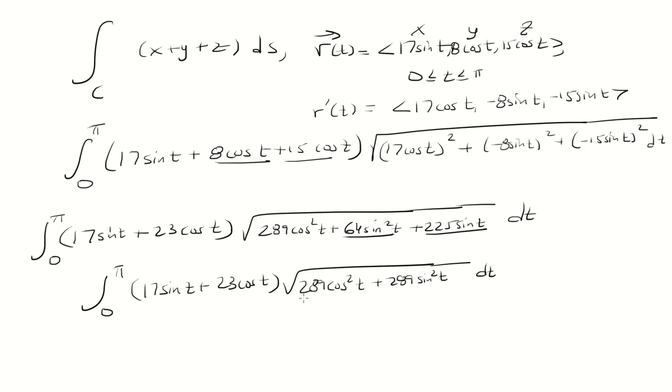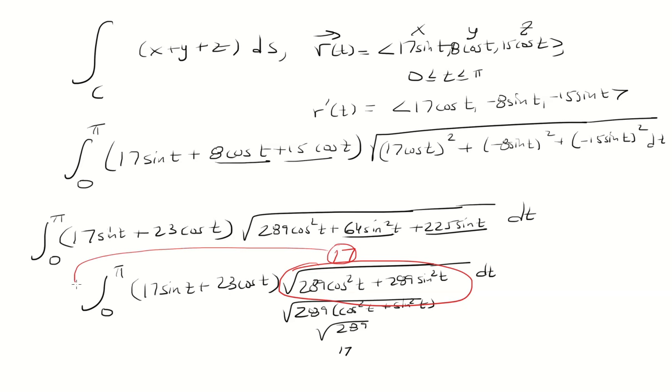And so I can factor out the 289 here and say, well, this is cosine squared plus sine squared, which is equal to 1. So this is just 289, of course, inside the square root. So then you take that square root of 289, and that's going to give us 17. Okay, so basically this whole thing turns into 17, which is going to get factored outside.